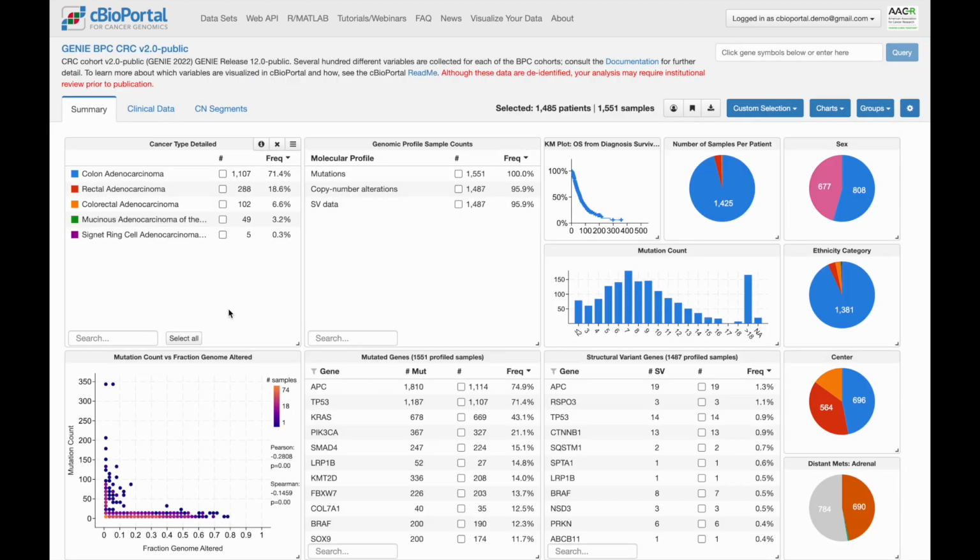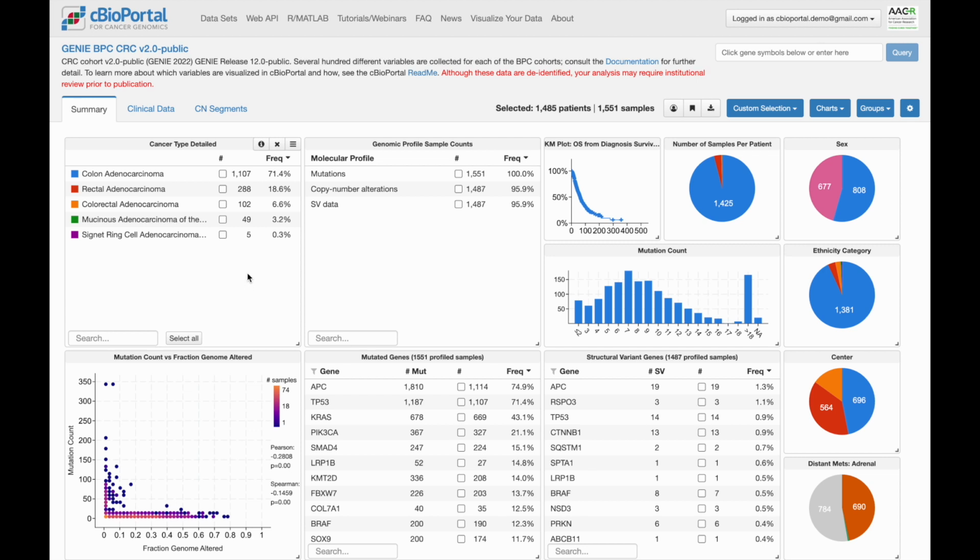So this brings us to our study view for interactive cohort exploration. This is a really great place to understand the data that's available and to explore it. So here we see a number of charts, each summarizing some of the data that's available, and let's go through them. We'll start with the cancer type detail chart.